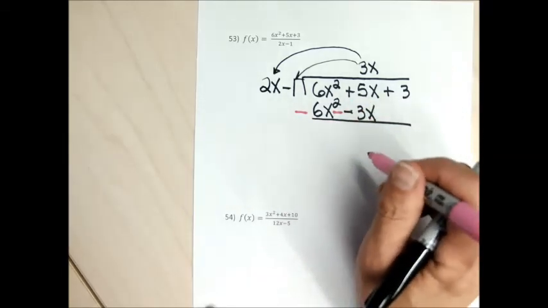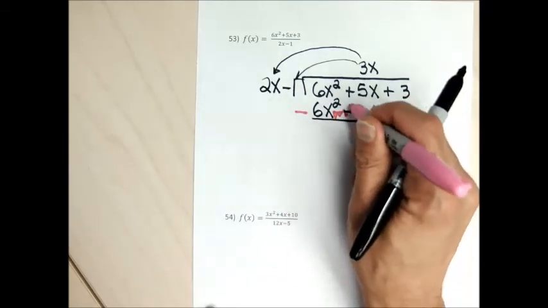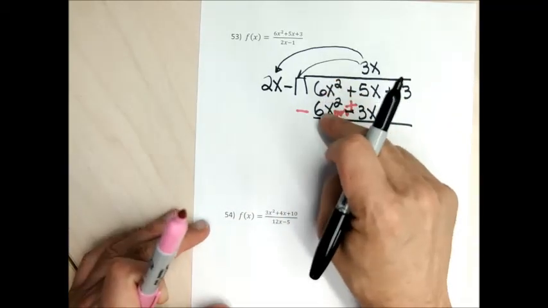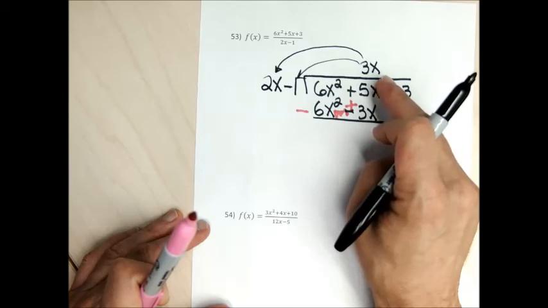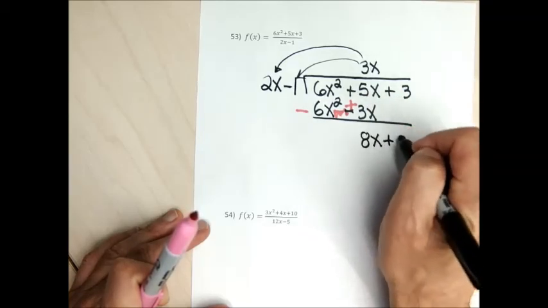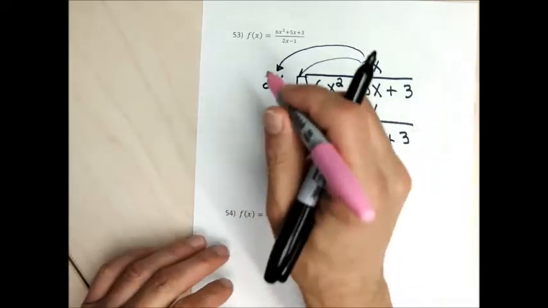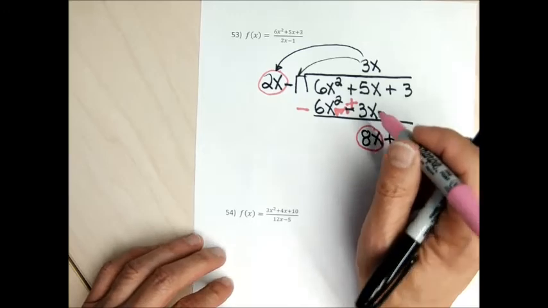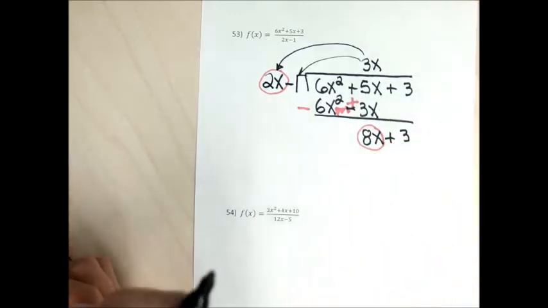Here I have a double negative, and this double negative we usually just change to plus. So 6x squared minus 6x squared, they cancel. 5x plus 3x is 8x. I'm going to bring down the plus 3. Now I ask myself, what times 2x equals 8x? And that's the next thing that's going to go on the top of my division bar.